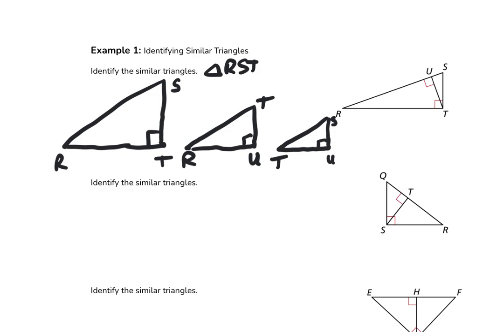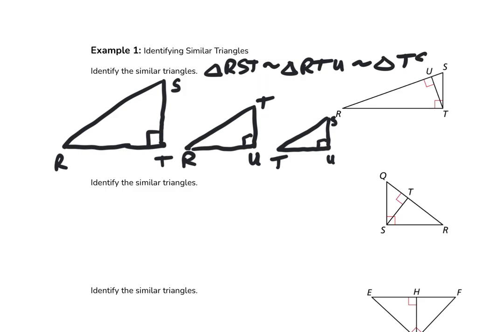RST. And then I'm going to move over here to the second one. I'm going to go in the same order. We're saying these are all matching up, right? So we're going around. We're going to start down here again, okay? And we're going to go around RTU. And then the third triangle, starting in the same location, we're going to go clockwise around the triangle. We're going to go TSU.